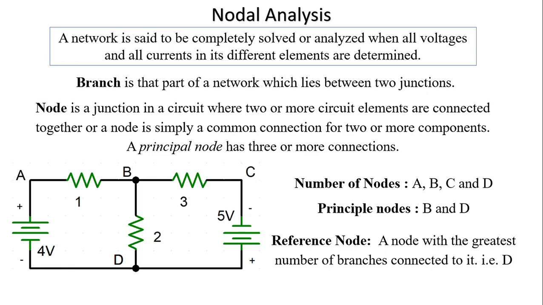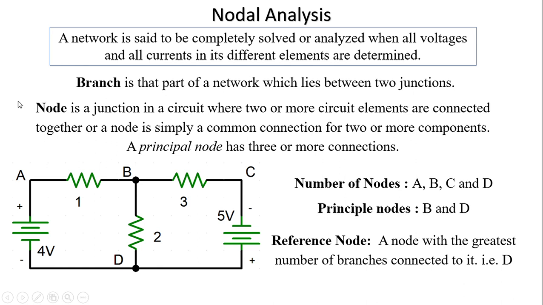First, we will define what nodal analysis is. Before that, a network is said to be completely solved or analyzed when all voltages and all currents in its different elements are determined, right? So let us define what is meant by branch. A branch is a part of the network which lies between two junctions. So here AB is a branch, BC is a branch, BD is a branch, right? It is a part of the network which lies between two junctions.